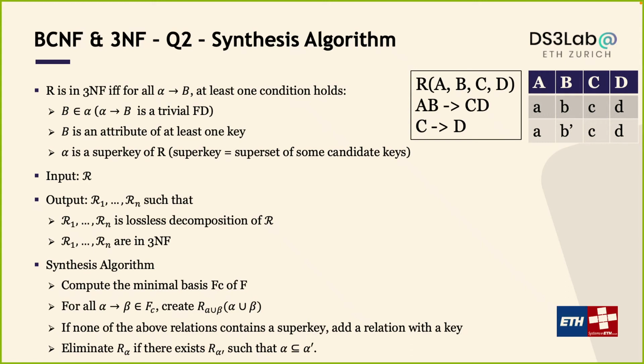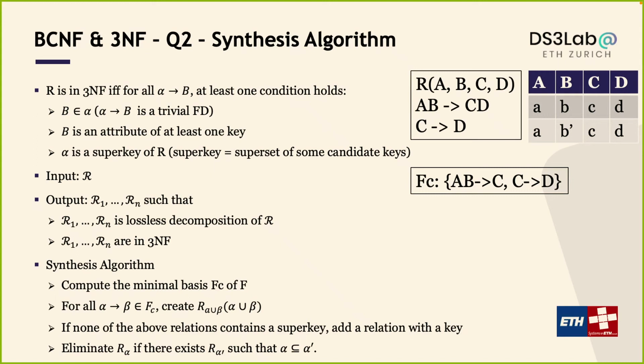And we try to do something about it. The first thing is, okay, let's try to compute the minimal basis. If you compute the minimal basis, it will look like this. You have two functional dependencies. The first one is AB decides C and C decides D. Okay? It's simpler than the original one.